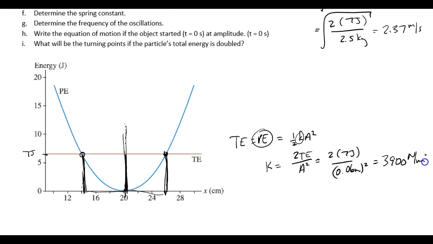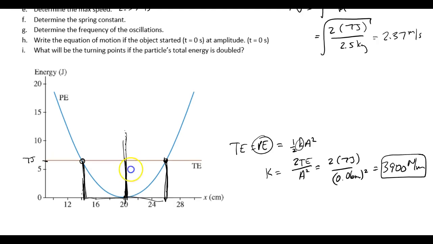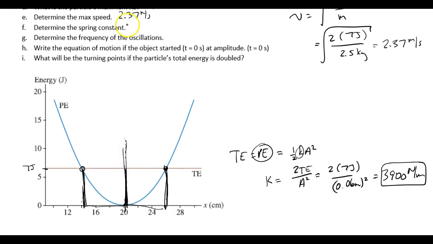newtons per meter. So this is a pretty stiff spring. I got 3,888 and then the 8 repeats, 3,888.88888. So I just rounded it up to 3,900 right there for the spring constant. So 3,900 newtons per meter.